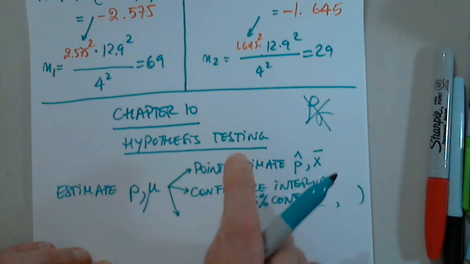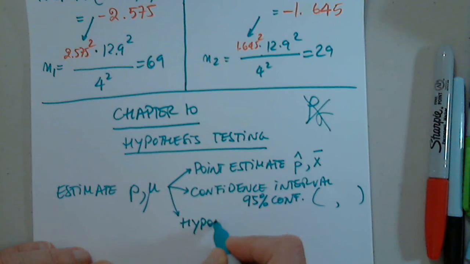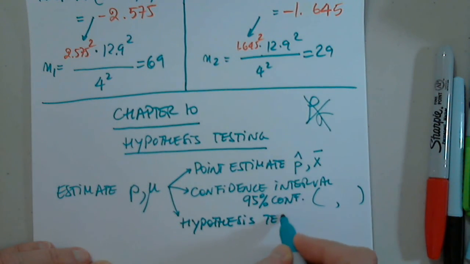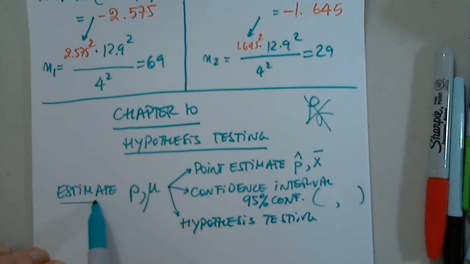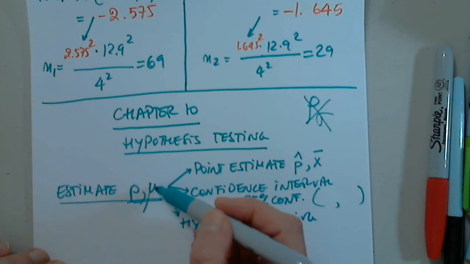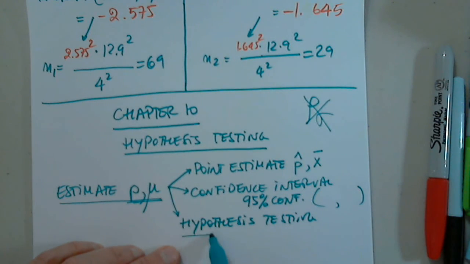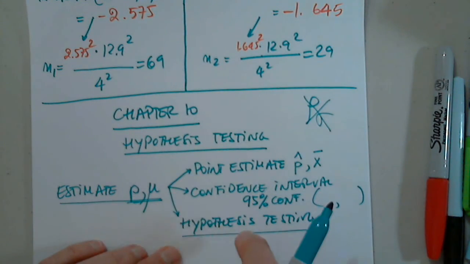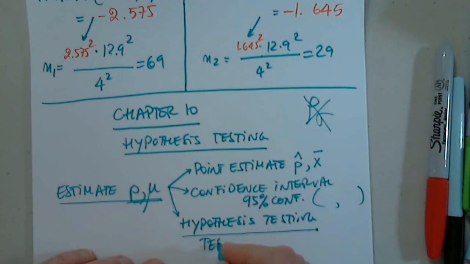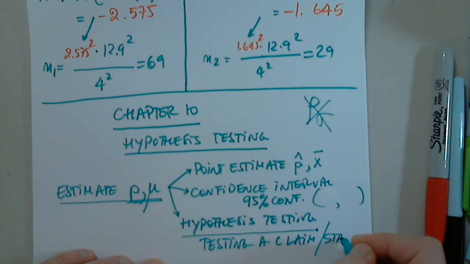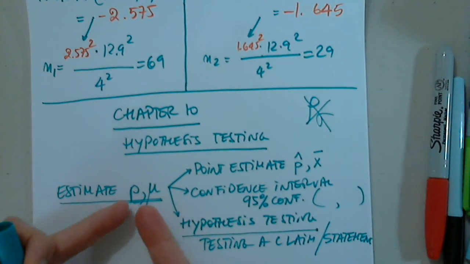And the last one is hypothesis testing. To estimate a population parameter, either proportion or mean, we looked already at point estimates and confidence intervals, and now we're going to talk about hypothesis testing. What is the target? To test a claim or a statement.